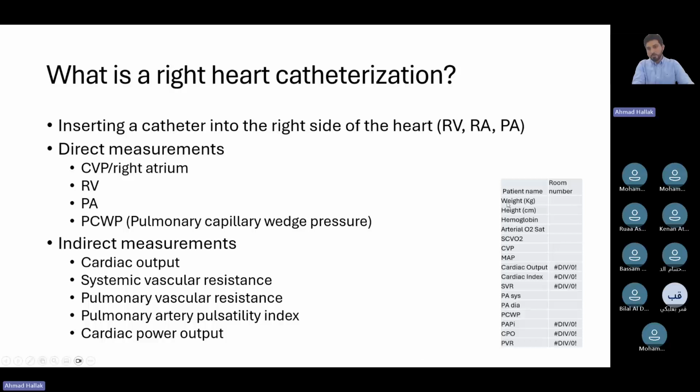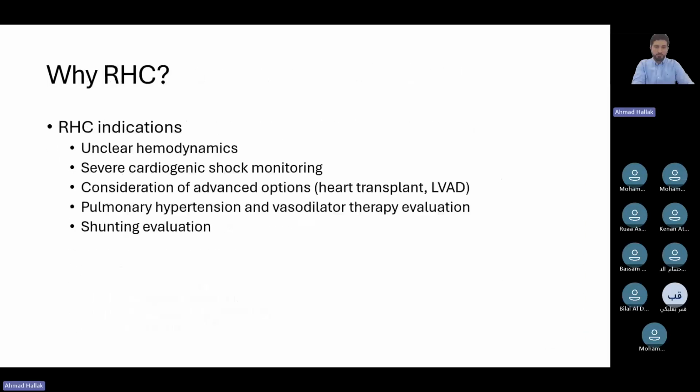Personally, we have an Excel file that has all of the formulas and algorithms already entered, so that as soon as we put in the patient's information and the measurements that we get from the PA catheter, including the oxygen saturations, it'll automatically give us a cardiac output, cardiac index, and SVR. This is if it's a central line. If it's a PA catheter, then we also get these numbers, and it'll give us the pulmonary artery pulsatility index and pulmonary vascular resistance and some other data.